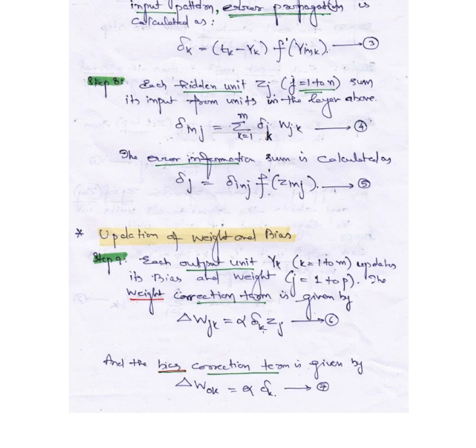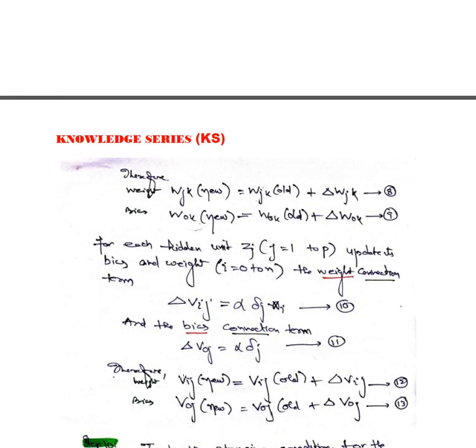z_j is the input from the hidden nodes, so you have to keep that in mind. Now here the bias: what is the bias correction? It is a function of the learning rate and delta k only. So that is the output side. Now these changes that we have computed have to be added to the old weights, and then only we will get the new weight. Similarly, this new change has to be added to the old bias.